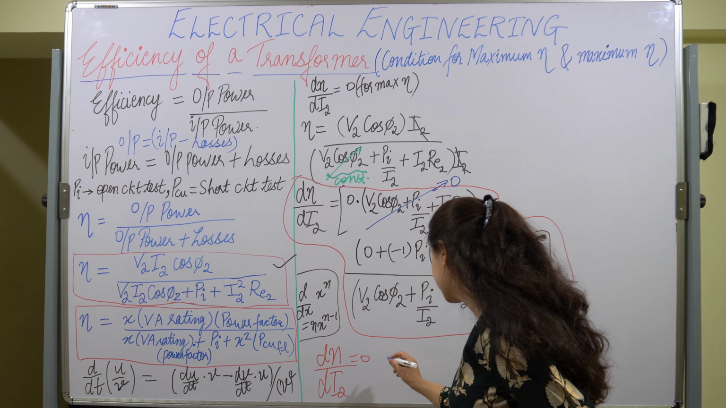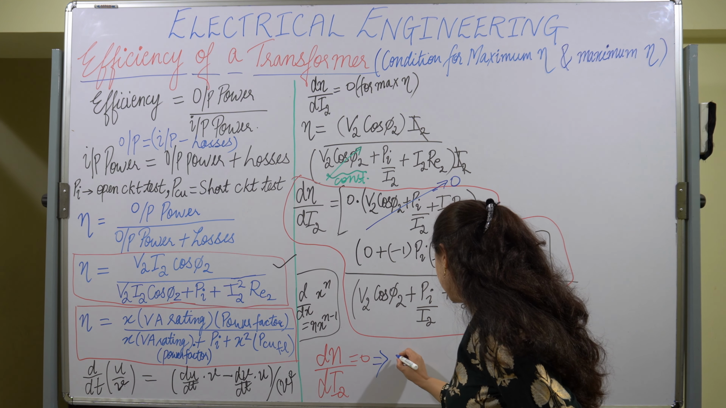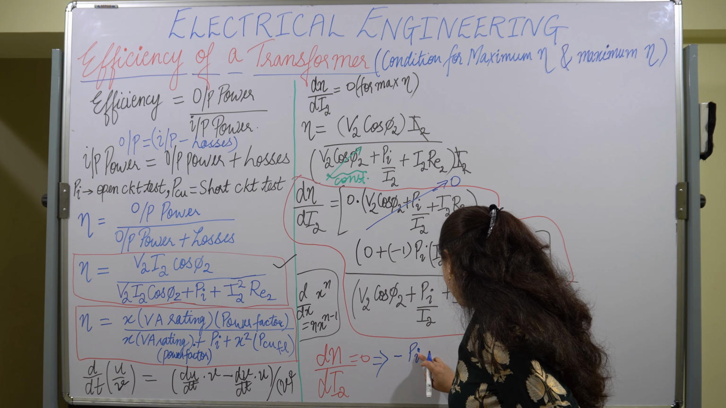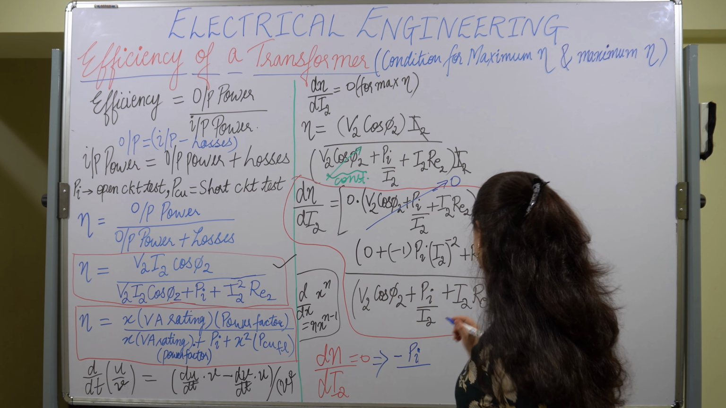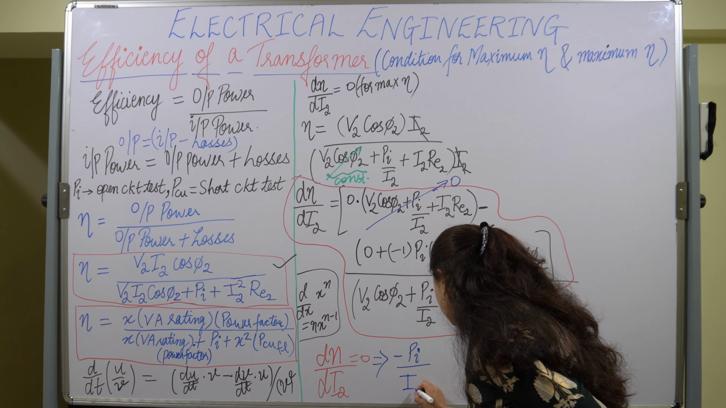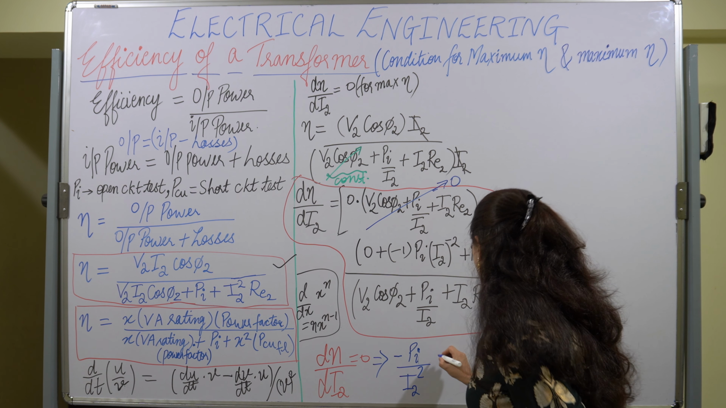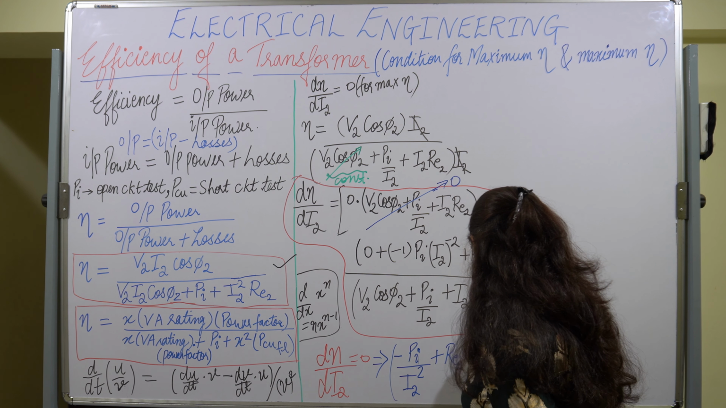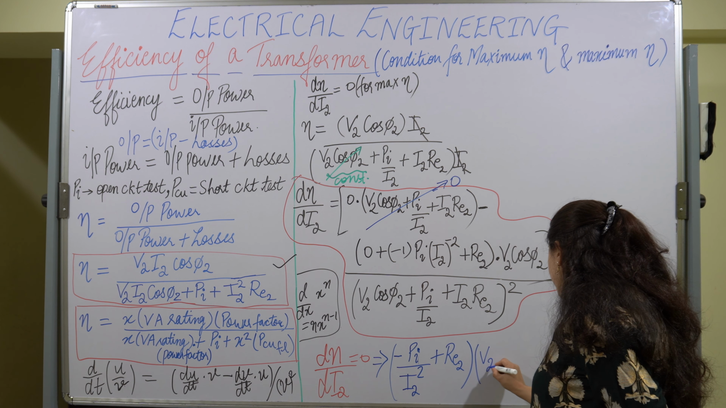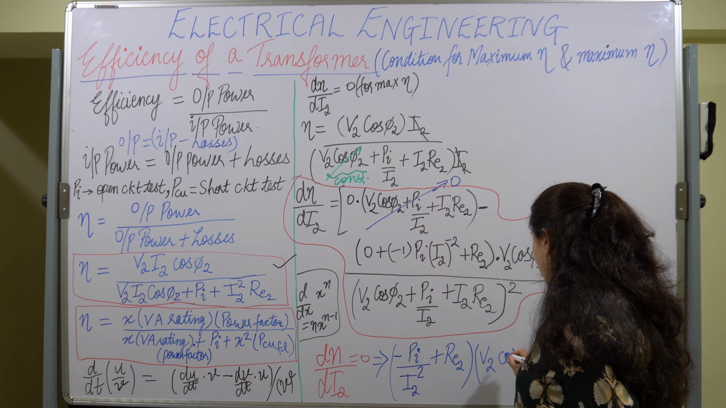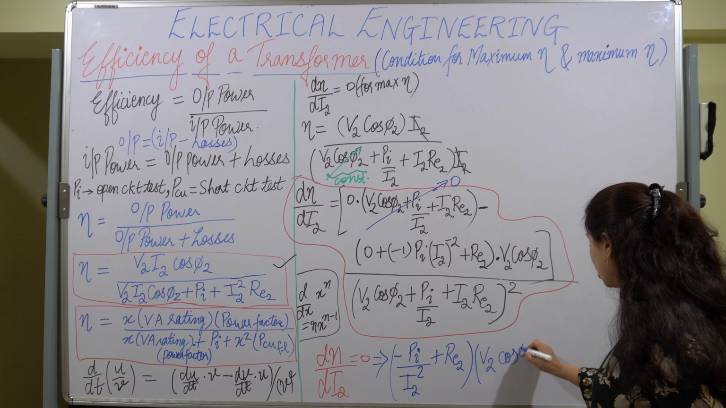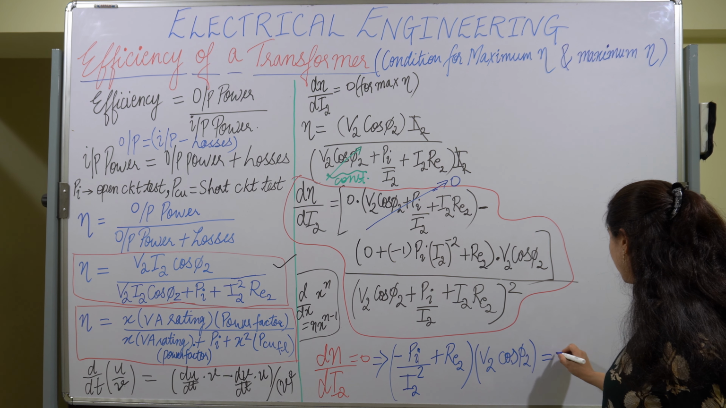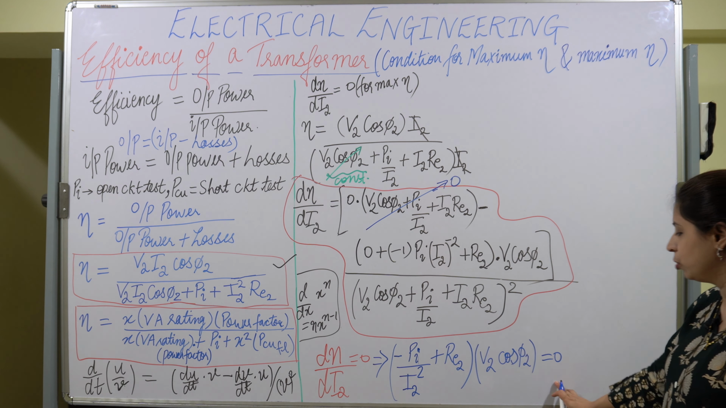So over here it is minus pi upon I2 square, I2 square. Okay. Plus RE2 into V2 cos phi 2 should be equal to 0. Should be equal to 0.